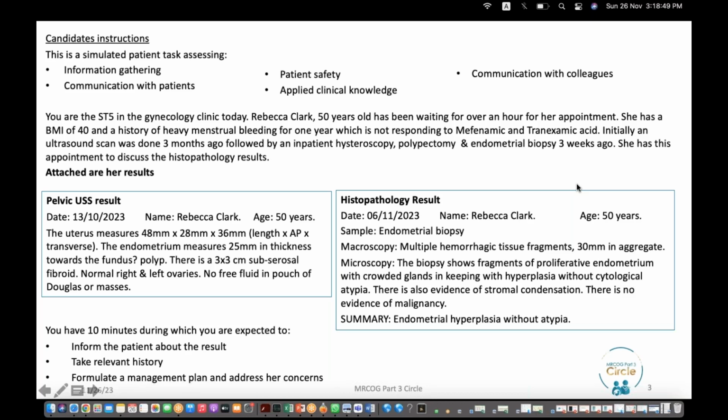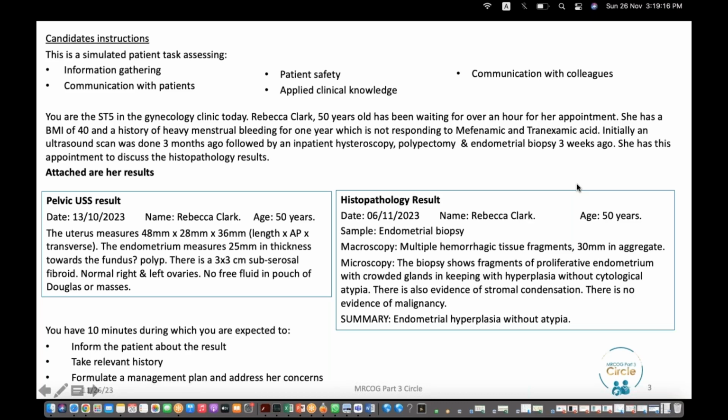So let's go backwards. What would happen is that she will go to the GP, telling the GP, I have heavy bleeding. Sometimes the GP can initiate treatment. If she doesn't respond, they refer her to the gynae clinic. Okay, other GPs just refer immediately. So she comes to the gynae clinic, she would be assessed, she would be seen, and in this case, she was offered an ultrasound scan, and you have the result of the scan.